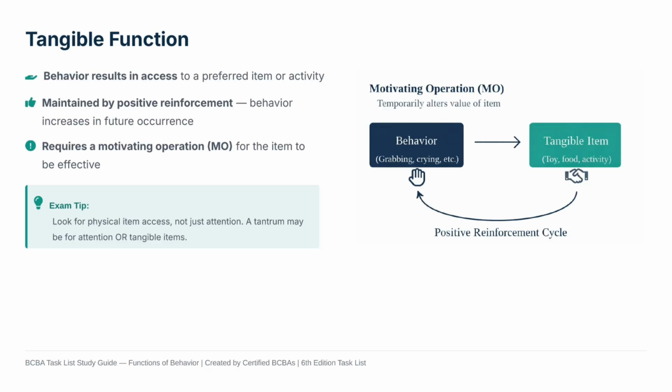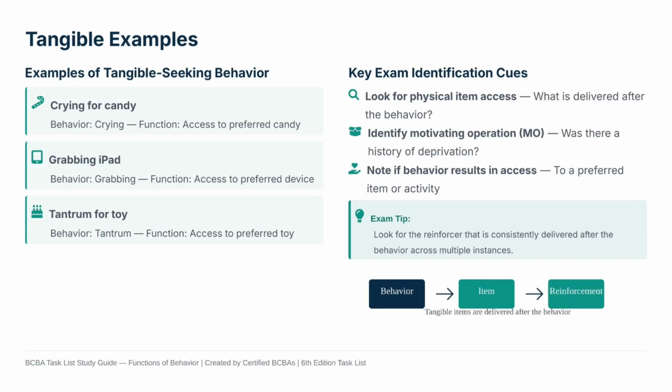Now let's shift to tangible maintained behavior. Tangible behavior is reinforced by access to a preferred item or activity. This is positive reinforcement. Something desirable is delivered. However, a motivating operation must be present. The item must actually be valuable at that moment. Without deprivation or desire, tangible reinforcement loses strength. For instance, a child cries and receives candy, or grabs an iPad and is allowed to keep it, or throws a tantrum and gains access to a toy. In each case, the reinforcer is the physical item. So ask yourself, what was delivered?